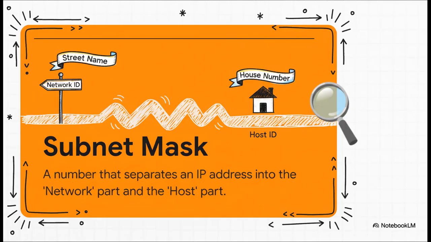So the subnet mask always works side by side with the IP address. Its one and only job is to draw a line in the sand. It tells any router or computer which part of the IP address is the network, that's the street, and which part is the host, that's the specific house number on that street.